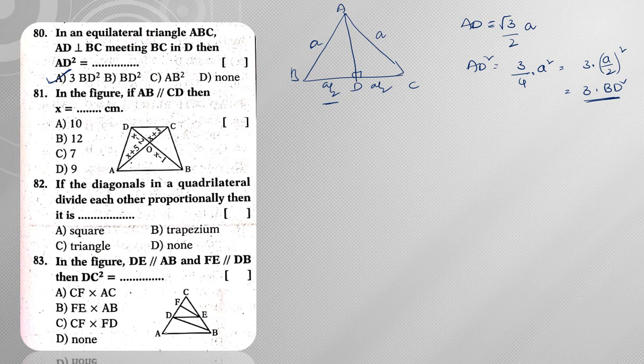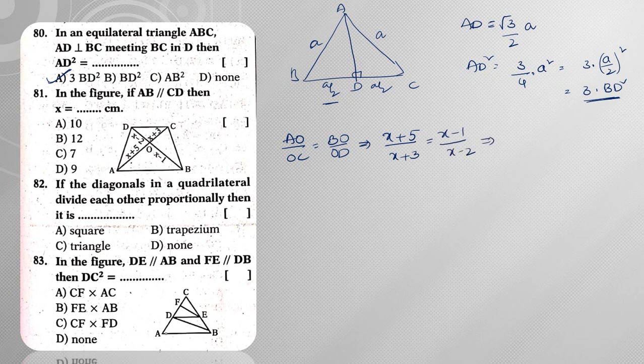Next, in a trapezium, AB is parallel to CD. Then what is the value of x? Already we know in a trapezium, diagonals divide each other proportionally. So we can say that AO by OC is equal to BO by OD. When I substitute the values, AO is x plus 5 by OC is x plus 3 is equal to BO is x minus 1 by OD is x minus 2.